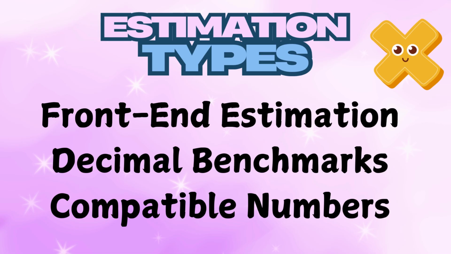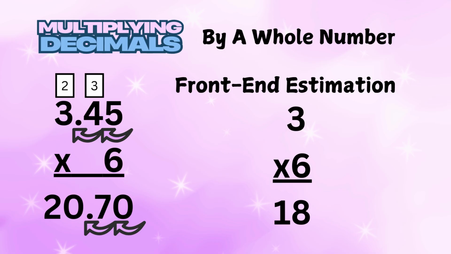Now I'm going to share 3 estimation types: front-end estimation, decimal benchmarks, and compatible numbers. Let's do some examples with these types of estimation. In this first example, we will be multiplying a whole number by a decimal. But first, let's think of it using front-end estimation. It's helpful to estimate because then you can judge whether or not the actual answer you came up with would be reasonable.